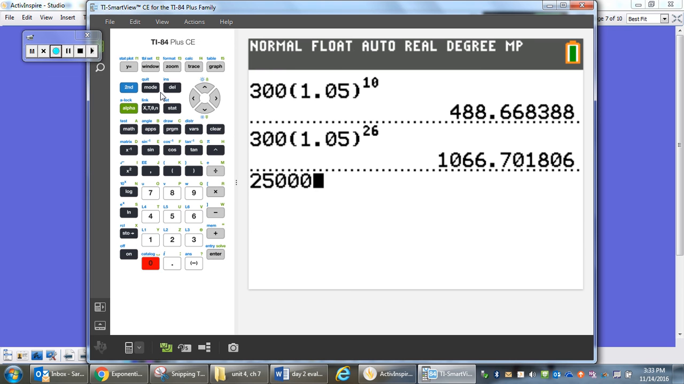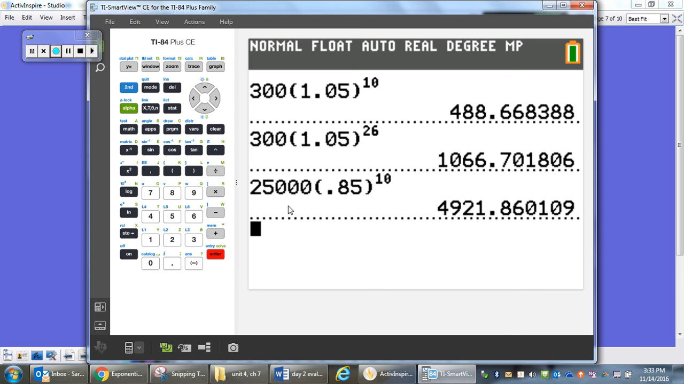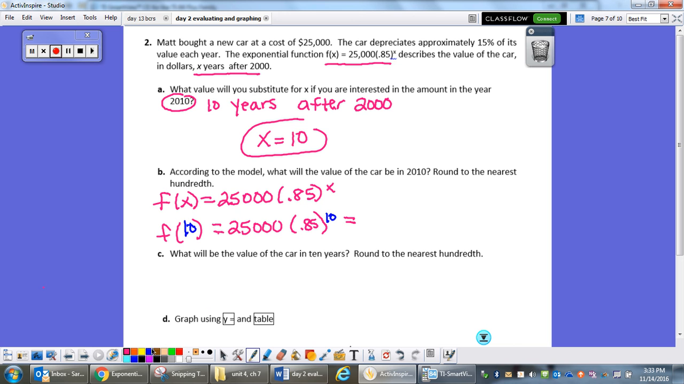25,000. And you would expect that the number is going to go down because you're depreciating. Oops, not 0, 10. So after 10 years, your car is only worth $4,921.86, which makes sense because you're putting miles on it. You might have gotten into an accident, which means it's a damaged car. Lots of different things that make your car depreciate. Okay?